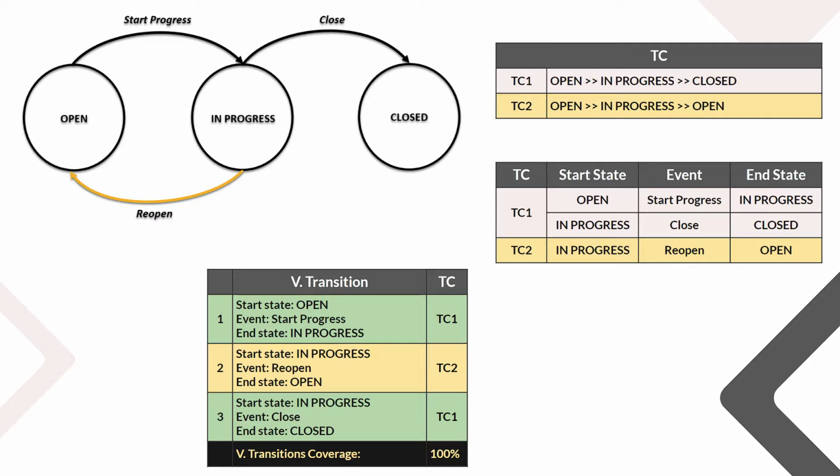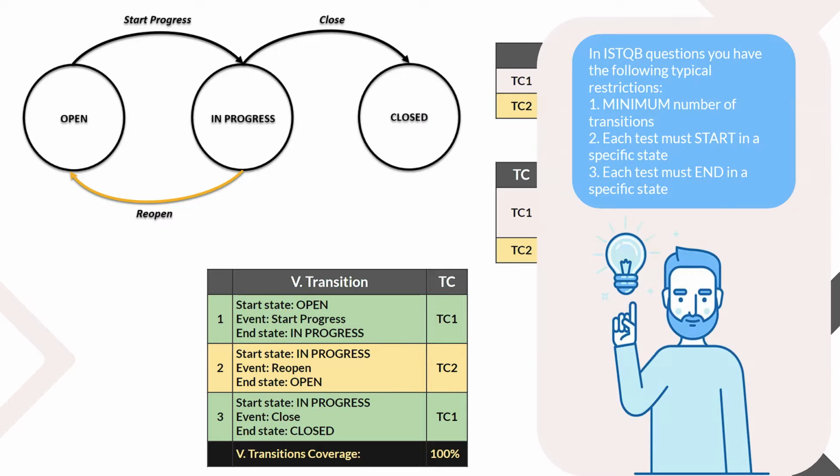We can write such a test because we do not have any restrictions, and nowhere is it said that the test must start in the open state, or end up in the closed state. Therefore, it's very important to carefully read the conditions in the description of the ISTQB question. In the ISTQB question, you have the following typical restrictions. 1. The minimum number of transitions. 2. Each test must start in a specific state. 3. Each test must end in a specific state. We'll check the sample questions later in the video.